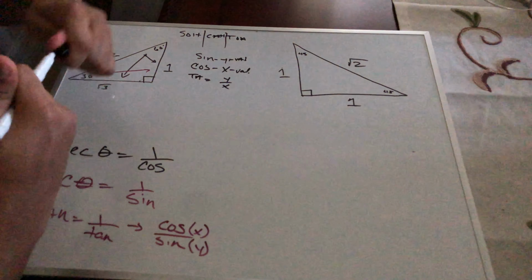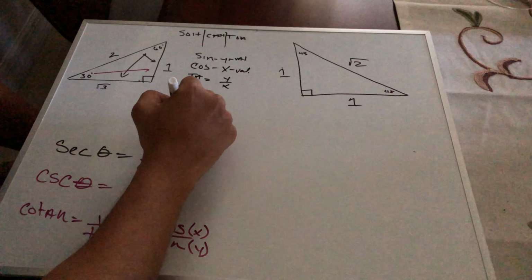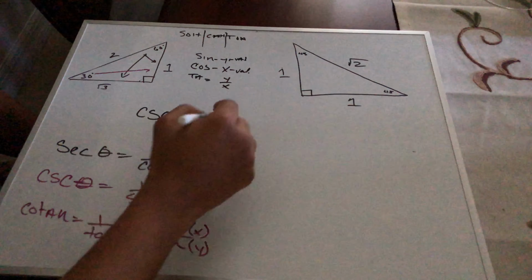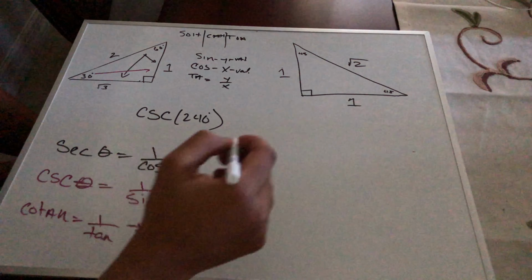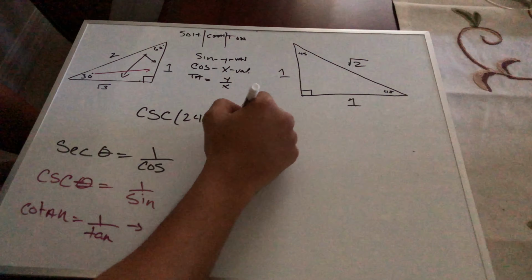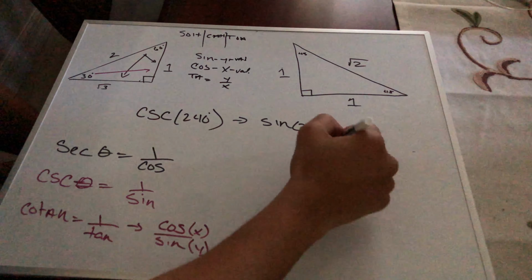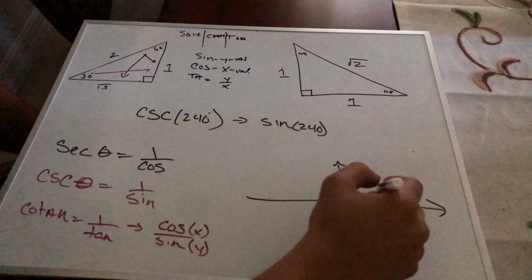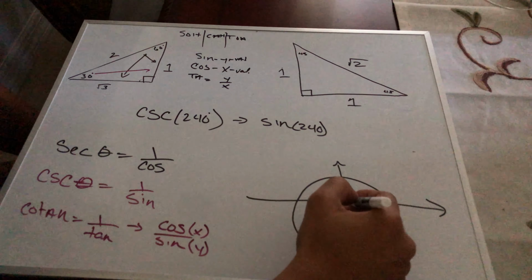Guys, let's go back to 240. Now I'm supposed to give you guys cosecant of 240. Remember, this equals 1 over sine, because cosecant equals 1 over sine. So basically you're trying to find sine, so you just replace it as sine 240. It's the same thing here. You draw your graph. That is another graph, don't worry about it. 240 degrees, you draw your line, and it'll give me somewhere right over here.